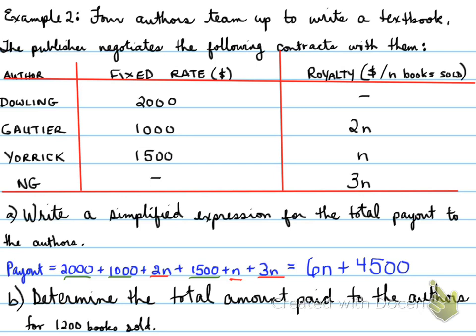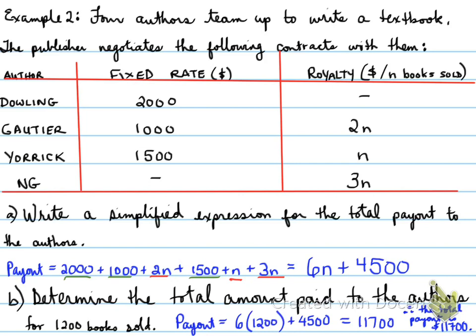So that is the total amount that's going to be paid out for all the authors put together. Determine the total amount paid to the authors for 1,200 books sold. Well, the total amount is going to be 6 times 1,200 plus the 4,500 that is the base pay, so that we get a total of $11,700. So the total payout is $11,700.